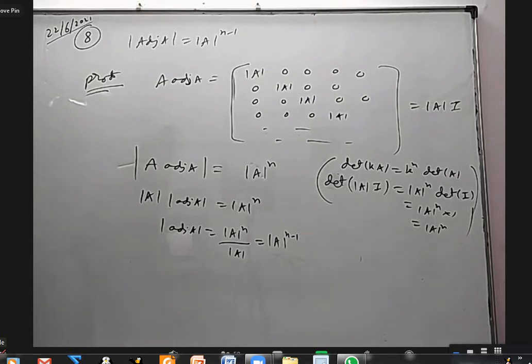You can also take A inverse equal to 1 by det A into adjoint A, and det of A inverse is 1 by det A. From that we can prove it, but I feel this is better.